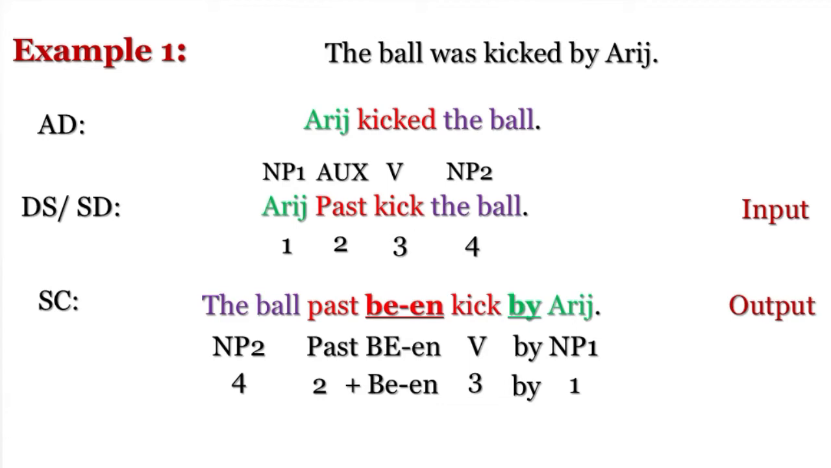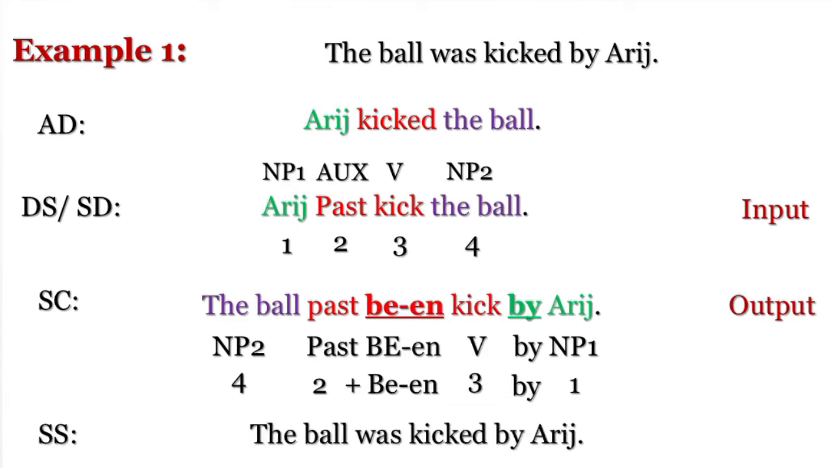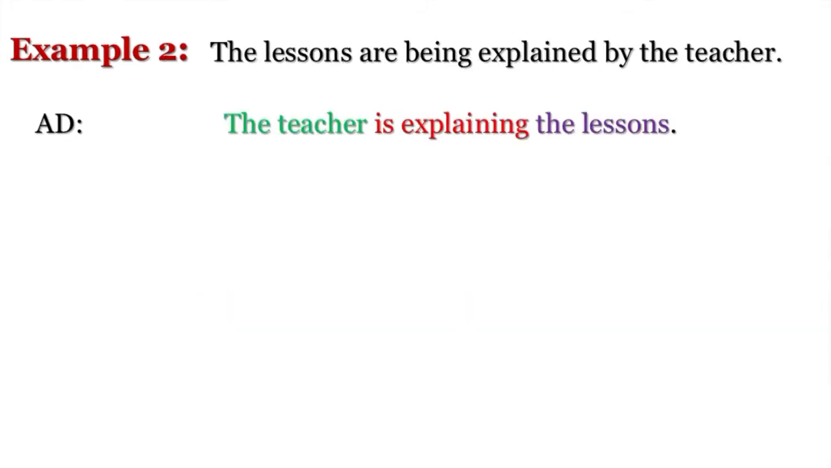4, 2 plus BEN, 3, by 1. And then we get the surface structure, which is the ball was kicked by Arij, and that's it. I forgot one thing: of course we get the ball was kicked by Arij after we apply to this sentence the affix hopping rule, which we talked about in a previous video, if you want to watch it.